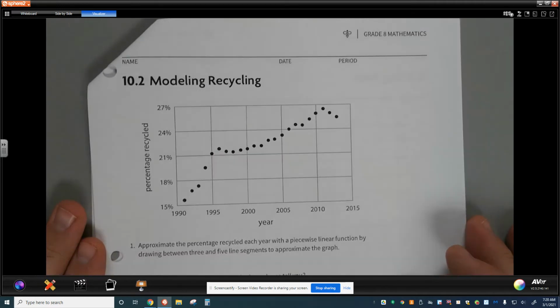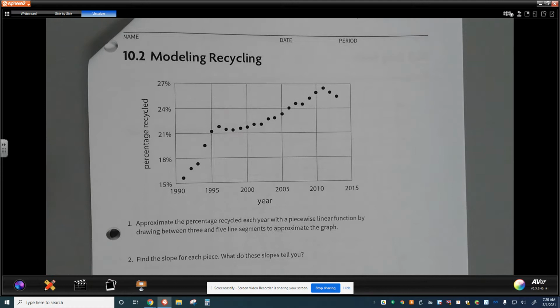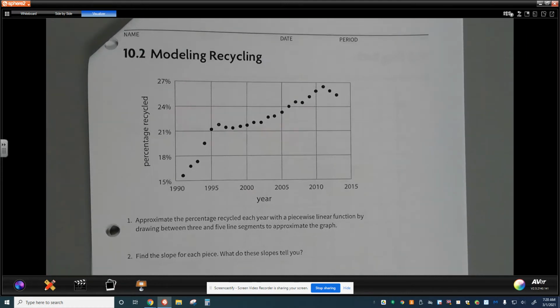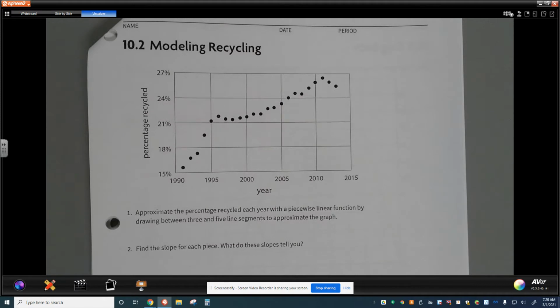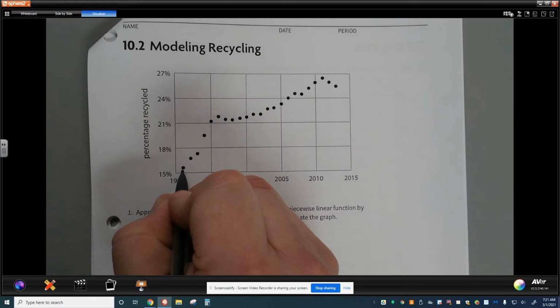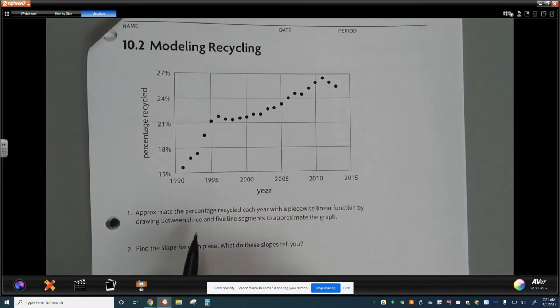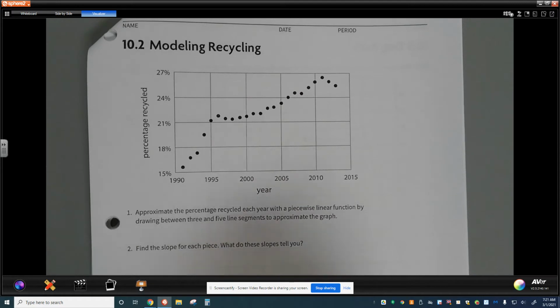Here's this model, the recycling model again, that we've seen several times. Our job is to turn this into a piecewise function by drawing somewhere between 3 and 5 line segments to approximate the graph. To approximate this is just going to be a way for us to understand the graph just a little bit better. And now, starting right here, what we're going to do beyond that is find the slope for each piece and talk about what the slope tells us.